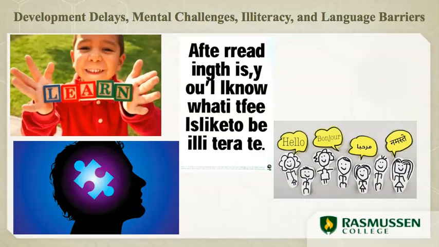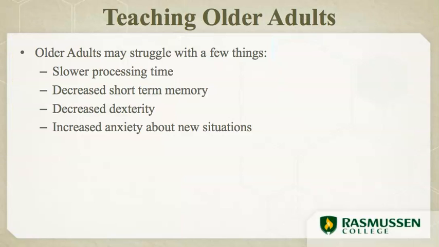And the last topic we're going to talk about is teaching older adults. With older adults, their intellectual capacity does not diminish, but it merely changes. So you have to pay attention to things like slower processing time, decreased short-term memory, decreased dexterity, and increased anxiety about new situations. We just recently talked about geriatrics, so I'm not going to go over these as that information is the same. But if you do have any questions, comments, or concerns, please make sure that you reach out to me.